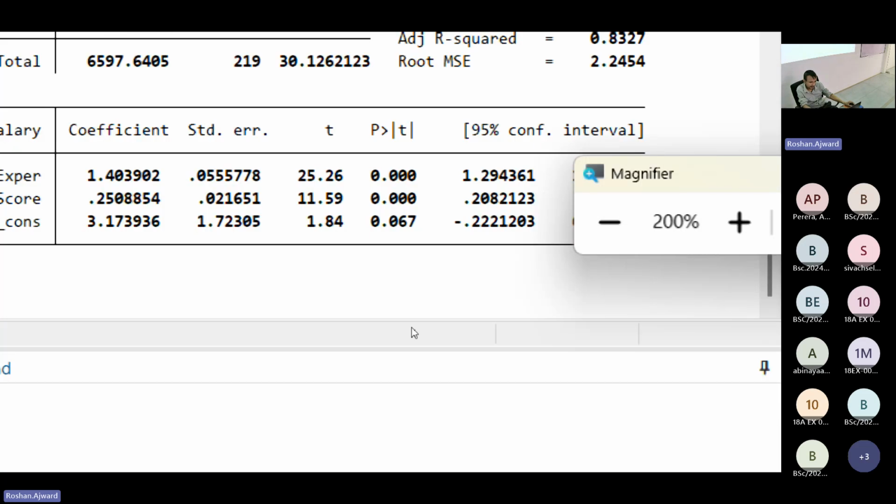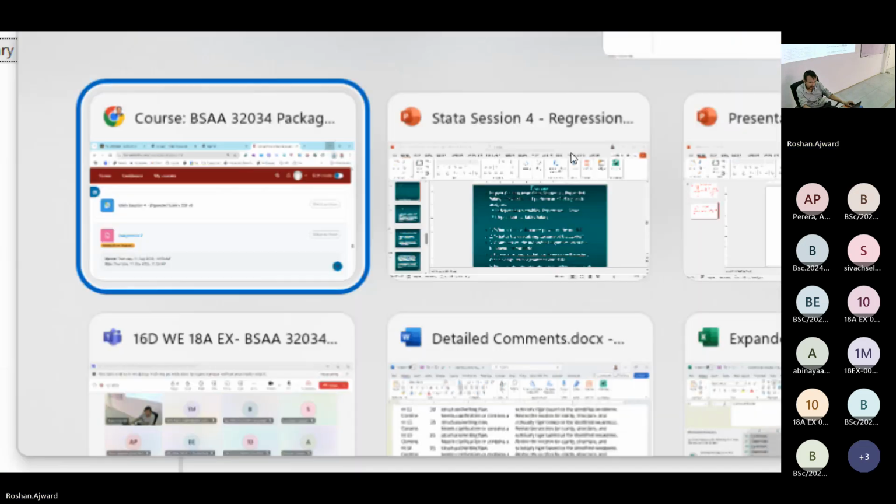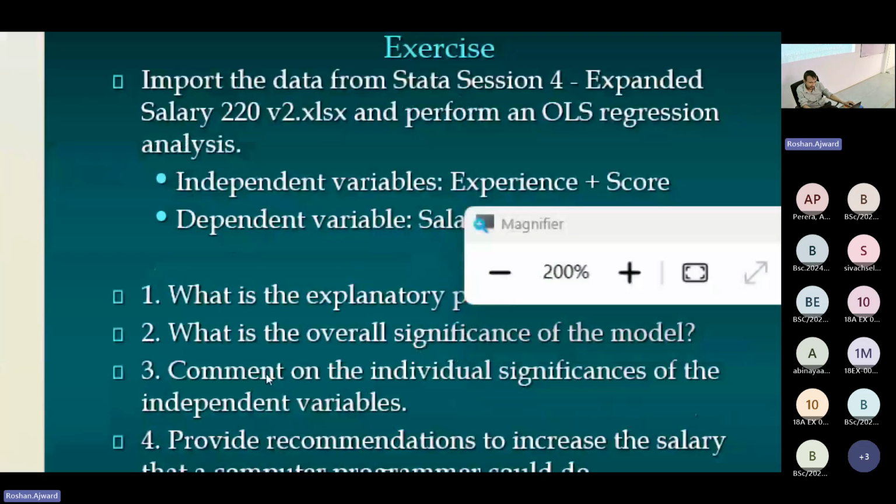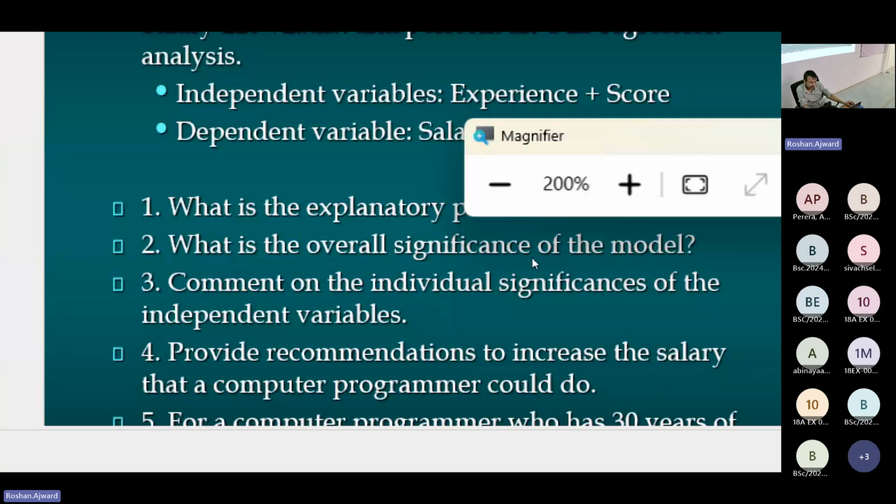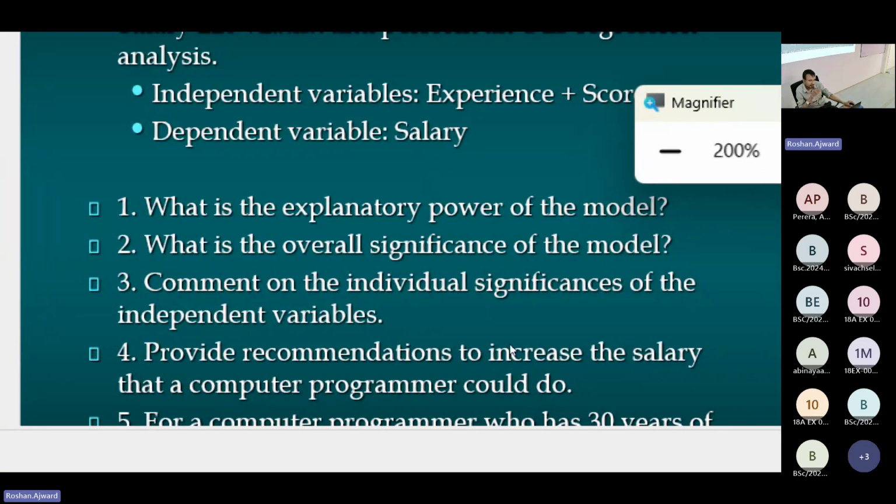These are the questions. What is the explanatory power of the model? 83.42%. What is the overall significance of the model? It's significant. Then comment on the individual significance of the independent variables.